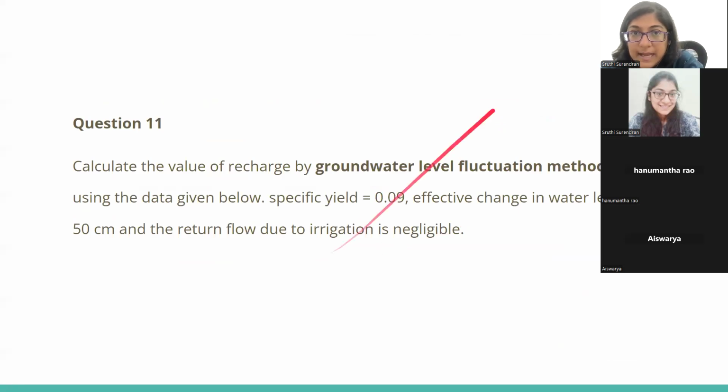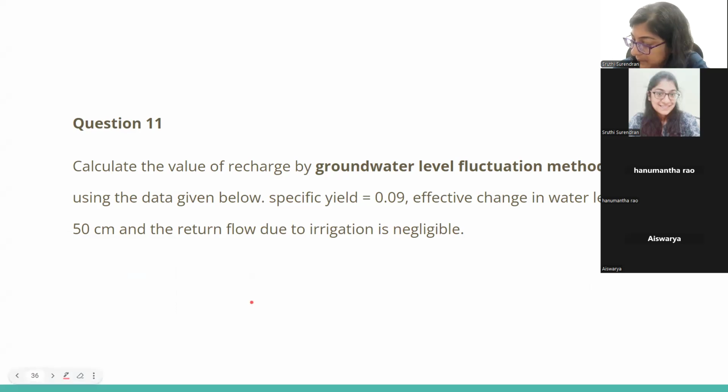Now, this numerical calculates the groundwater using the groundwater level fluctuation method. The specific yield is given, the effective change in water level is given, and return flow is said to be negligible. So what will be the R term? The formula is what? I'll write the formula in here.